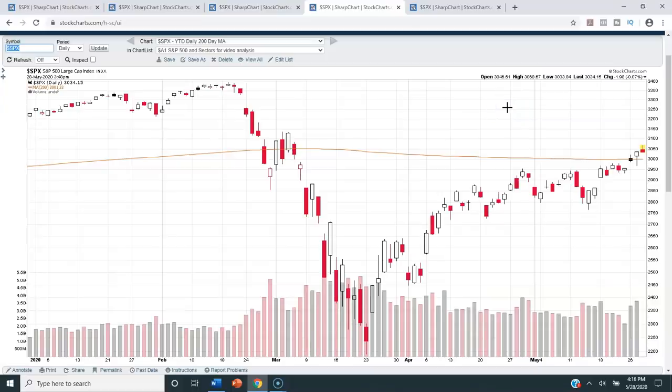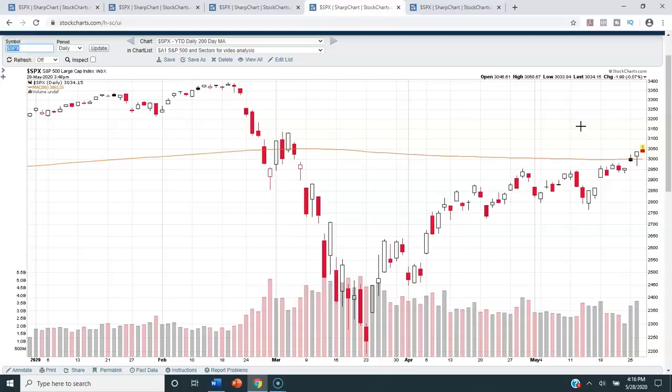The next chart that we're looking at is the year-to-date chart of the S&P 500. Each candlestick represents 1 day of trading. The orange line is the 200-day moving average. And as we can see here, we have now had 2 days where we've closed above 3,000 and above the 200-day moving average. But we know from looking at the last chart that we've come a long way in a very short period of time.